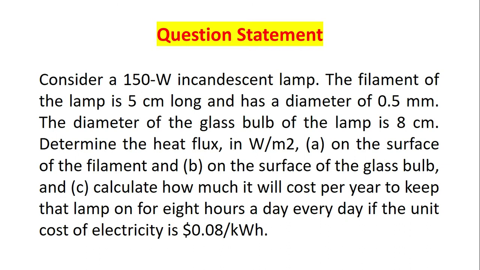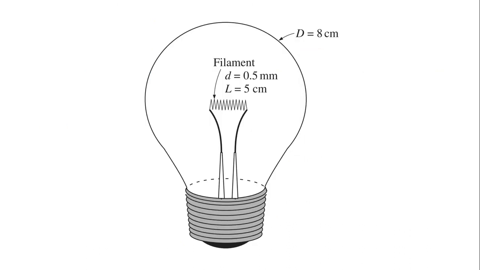Number one, on the surface of the filament. Number two, on the surface of the glass bulb. And you have to calculate the cost per year to keep that lamp on for 8 hours a day, every day, if the unit cost of electricity in that particular area is $0.08 per kilowatt hour. Let us just try to understand this question statement with the help of this diagram.